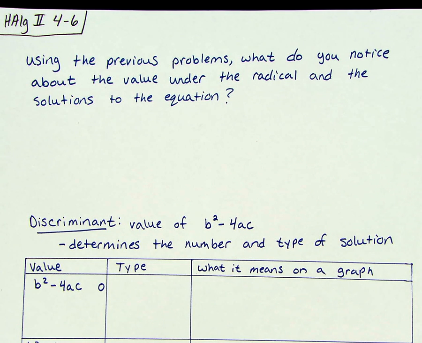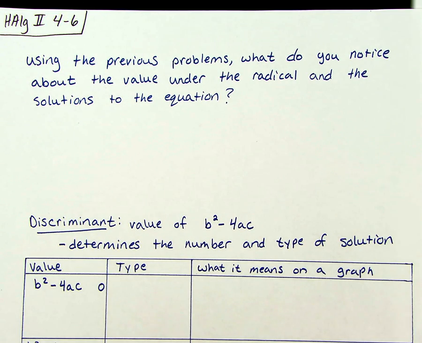All right, so the next part of the lesson we're going to talk about the discriminant. The question is asking, using the previous problems, what do you notice about the value under the radical and the solutions to the equation? So I'm going to pull my note sheet from our previous examples that we were working on.